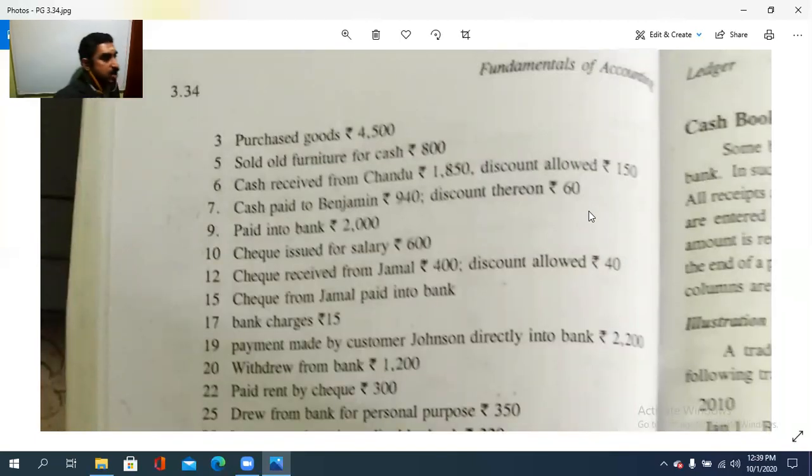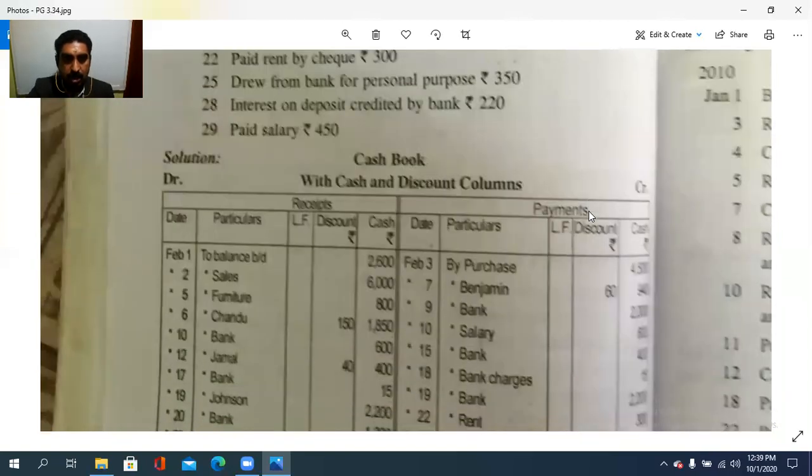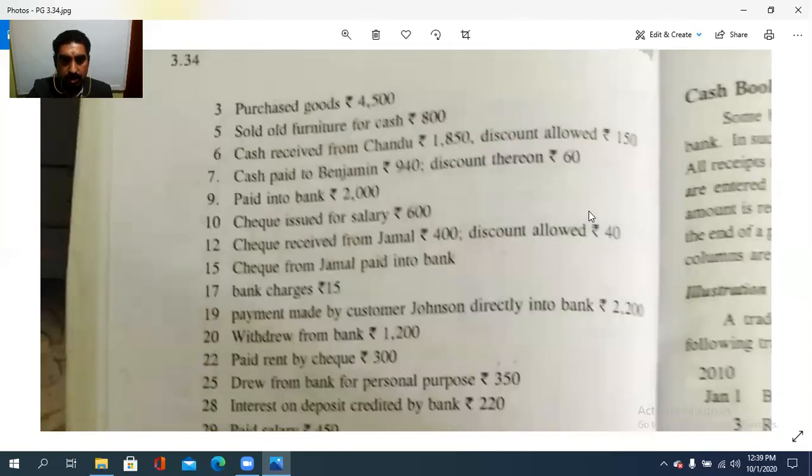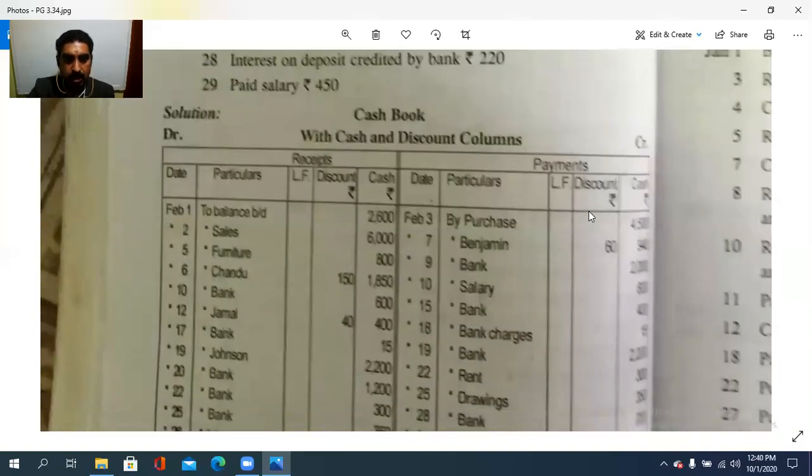Contra entry, isn't it? Bank account debtor to cash. So to cash in the bank column and by bank in the cash column. How much? 2000. Look, by bank 2000 or paid into bank. Here there is no bank column. There is no contra entry because, sorry, this is a cash and discount column. If there is a cash and bank column, then only, isn't it? So bank account debtor to cash. So in the cash column, how is it to be? By bank 2000. Look here.